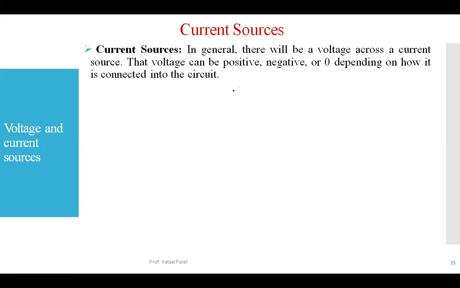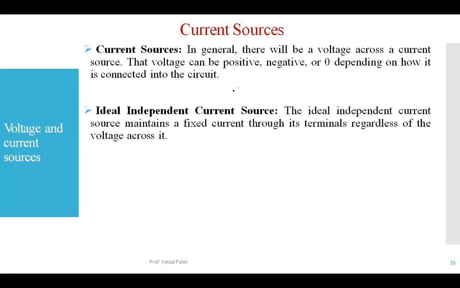Now again, there are two types of current source available: ideal independent current source and dependent current source. The first definition given over here: the ideal independent current source will maintain a fixed value of current through its terminal regardless of the voltage across it. So this independent current source will fix the current value through its terminal even if the voltage across it changes. This is the symbol of the independent current source over here.